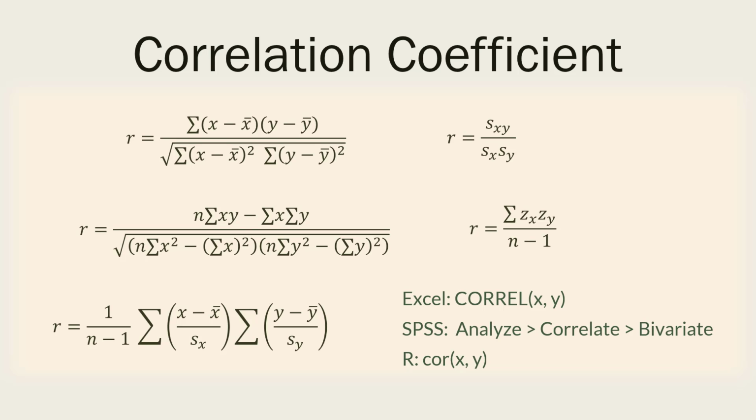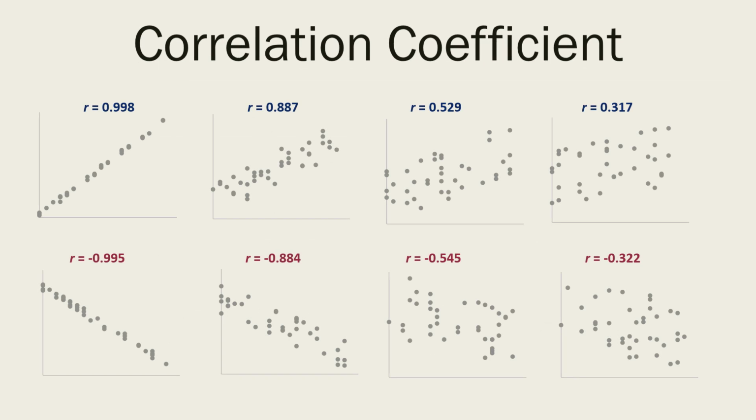The correlation coefficient can be calculated in different ways, depending on what is available, either by using a formula or software. Note that swapping the positions of x and y here does not change the value of the correlation coefficient. That is, the correlation between x and y is the same as between y and x. Here are some scatter diagrams with their corresponding correlation coefficients. Positive correlations at the top and negative correlations at the bottom.